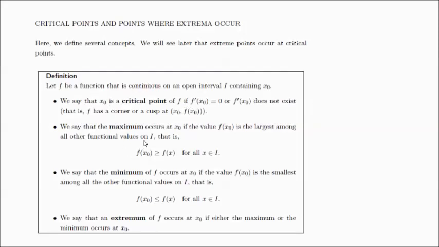So yung maximum value, makukuha siya kapag yung result dun sa pag-sub dun sa x is yung largest na value, 'di ba? And yung minimum, syempre, yung smallest. And then, we say that an extremum of f occurs at x sub 0 if either the maximum or the minimum occurs at x sub 0. So ito yung sinasabi natin, class. We say that an extremum of f occurs. So this is actually yung singular form ng extrema. Okay?